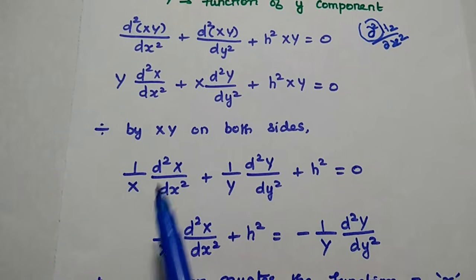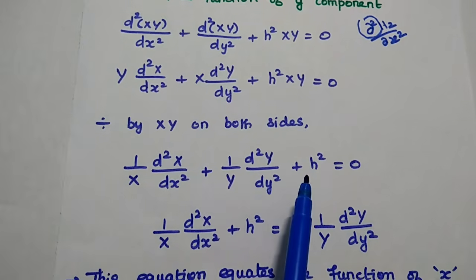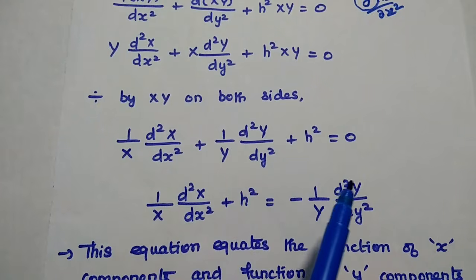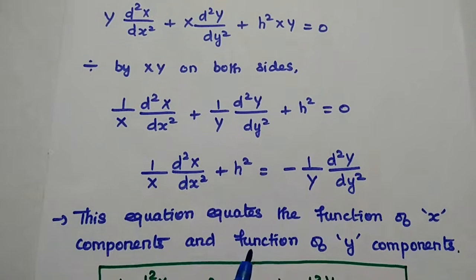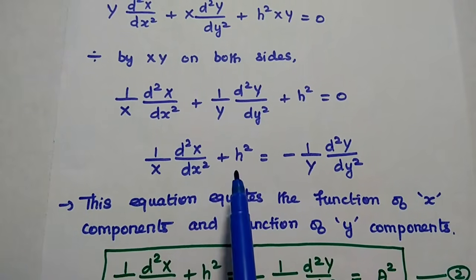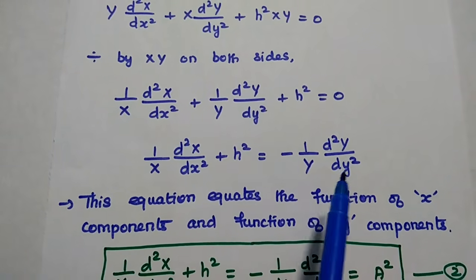Now we have the X term alone, the Y term alone, and one constant value. So we move the Y term to the other side as a minus. We get the equation 1/X d²X/dx² plus h squared is equal to minus 1/Y d²Y/dy².